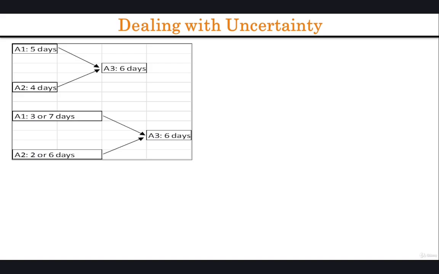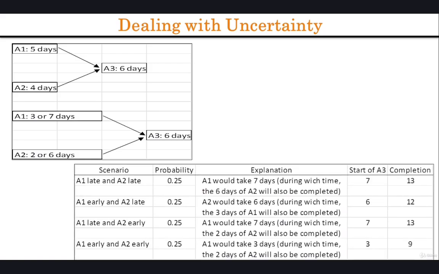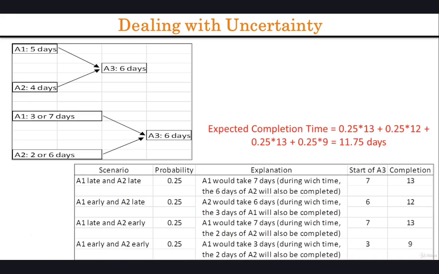To see this, consider the calculations in this table. Observe that the expected completion time is 11.75 days. Almost 1 day, to be exact, longer than in the deterministic base case. Note that this relies on a rather optimistic assumption, in this case, that both activities are completed early. We implicitly assume that A3 has the flexibility of starting earlier than planned when both A1 and A2 are completed early. If we cannot benefit from the early completion of activities, the overall penalty we incur from uncertainty would be even higher.